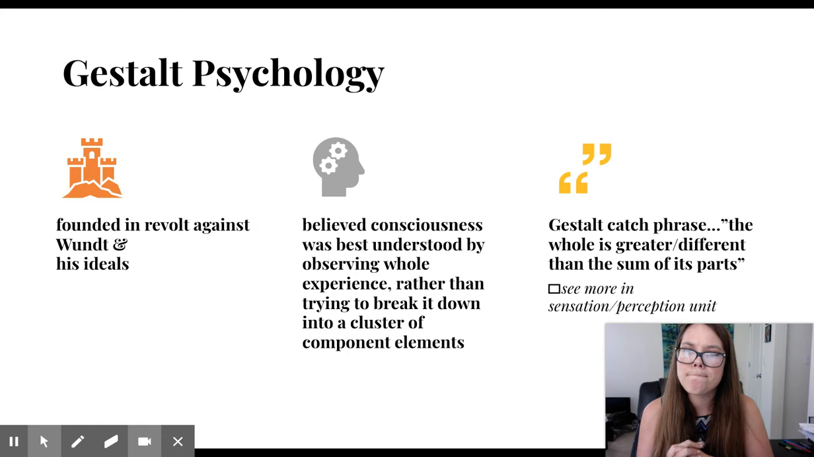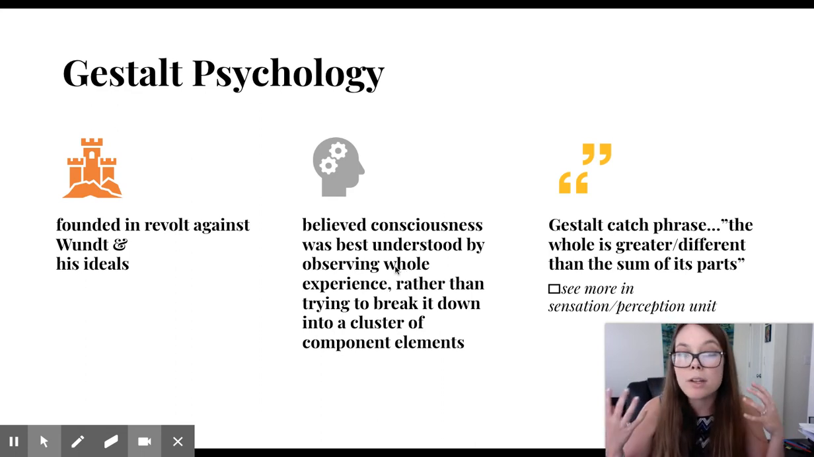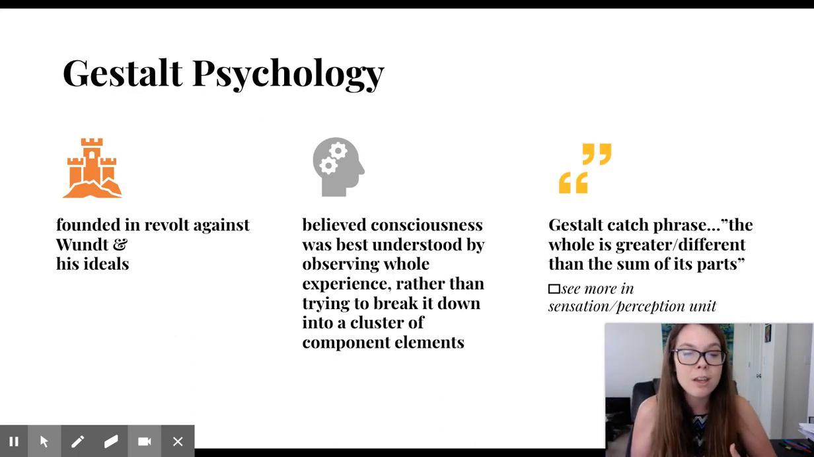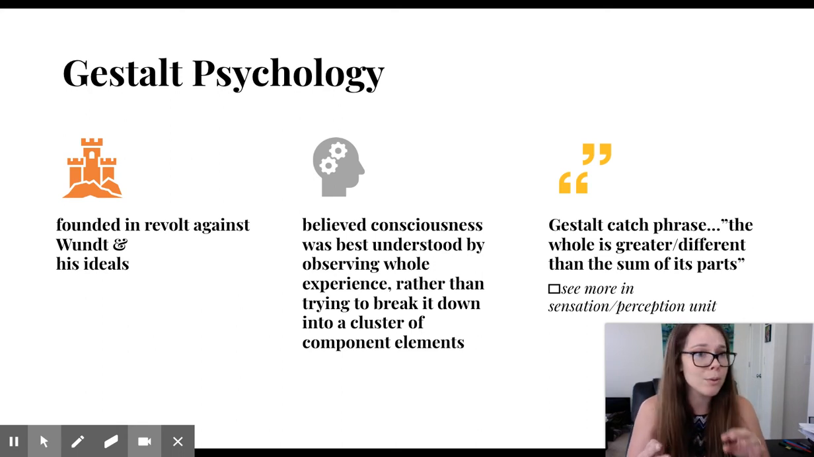And he didn't like Wundt's ideas either. What he believed was that we're part of a bigger whole, and that the consciousness was best understood by observing the whole experience. Rather than trying to break down clusters, he wanted to see the whole picture of someone's life. So he's like, well, what about the biological? What about the social? What about the cultural? He felt like we didn't have enough, right?